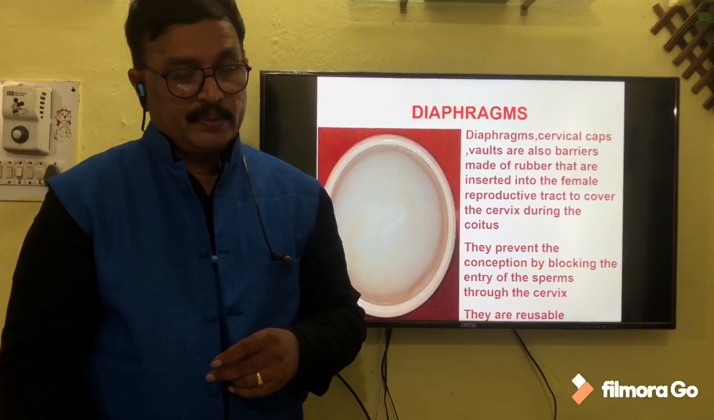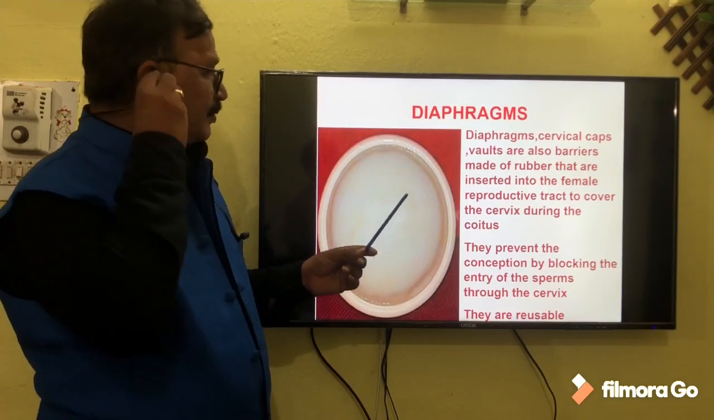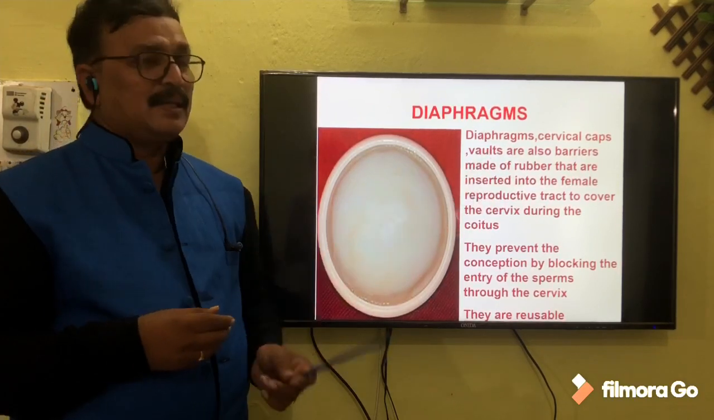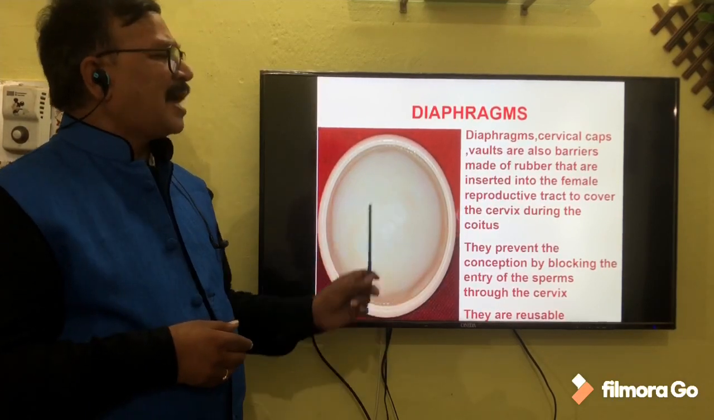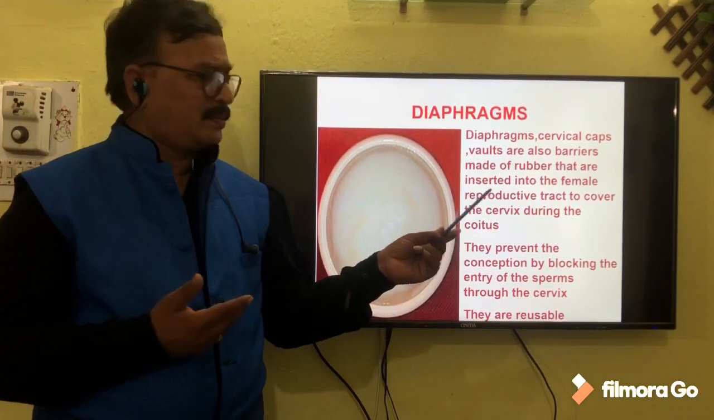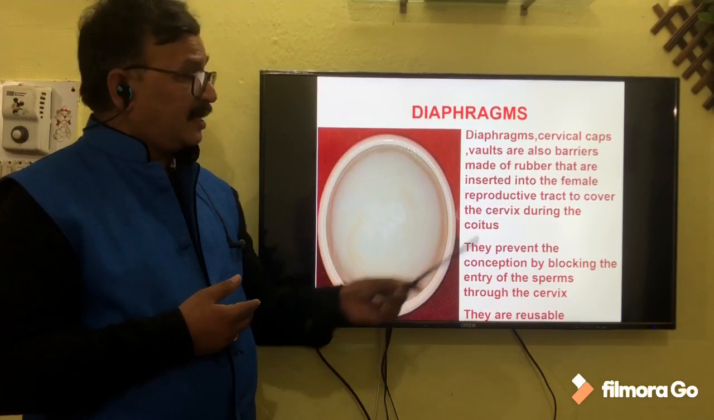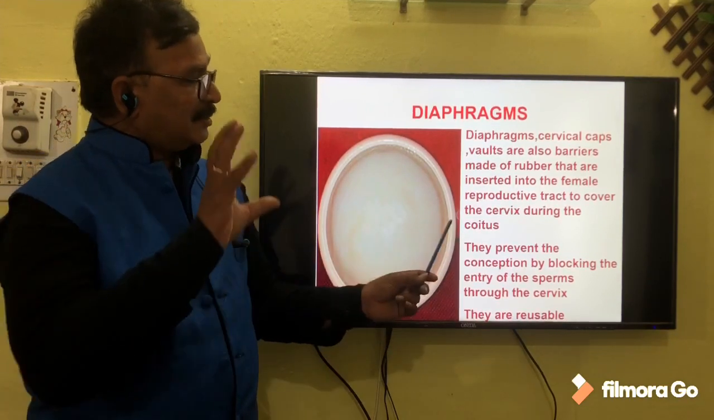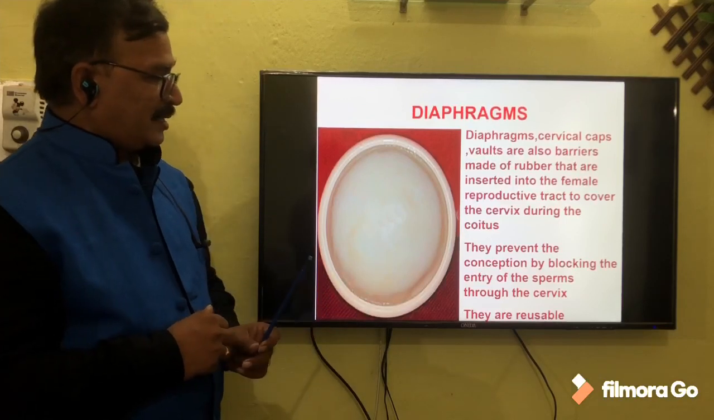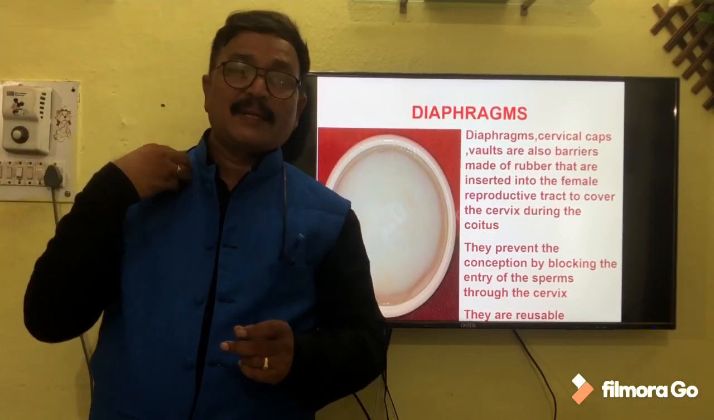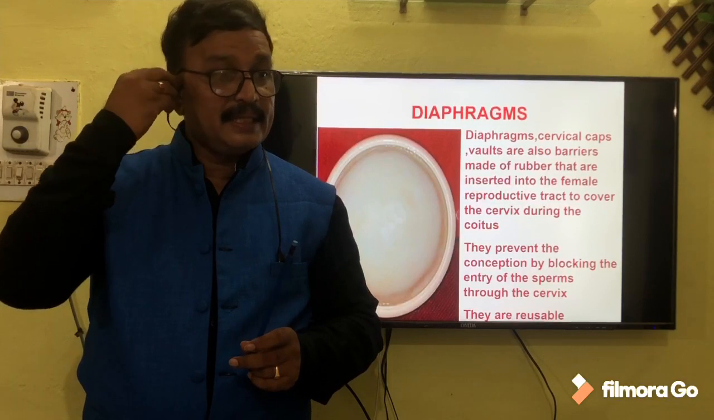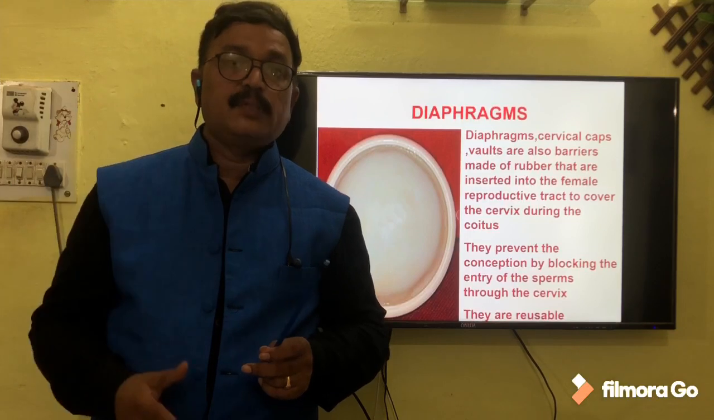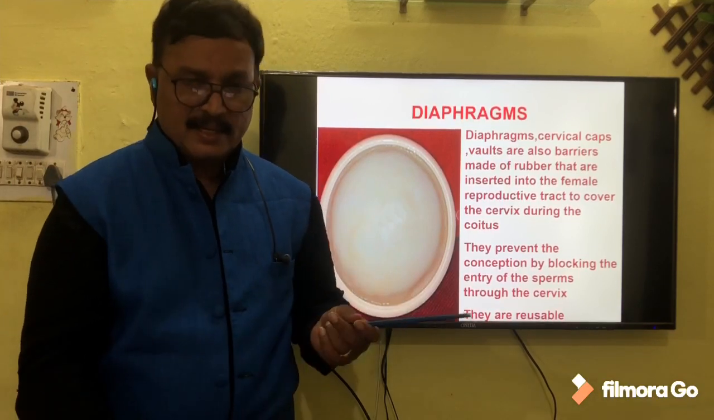Now, coming to the diaphragm. This is also another type of barrier. Diaphragms, cervical caps, vaults. These are also barriers just like your condoms. They are made of rubber and they are inserted into the female reproductive tract, and they also cover the cervix during coitus. So how do they prevent pregnancy? They prevent pregnancy by blocking the entry of sperm cells. So that is the way how they prevent pregnancy. Just like condoms, they work.